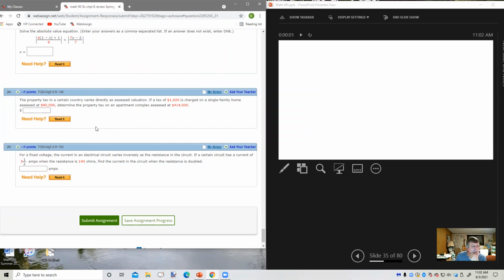My apologies. The property tax in a certain country varies directly as assessed valuation. If the tax of $1620 is charged on a single family home assessed at $90,000, determine the property tax on an apartment complex assessed at $414,000. Okay, so we've got the property tax. Let's call that, how about P, and assessed valuation.